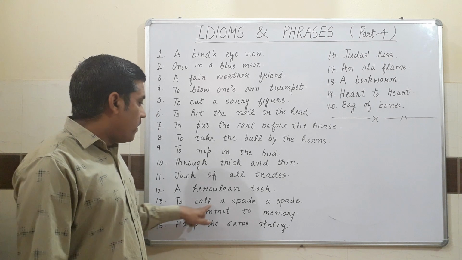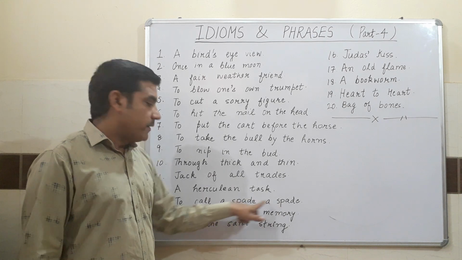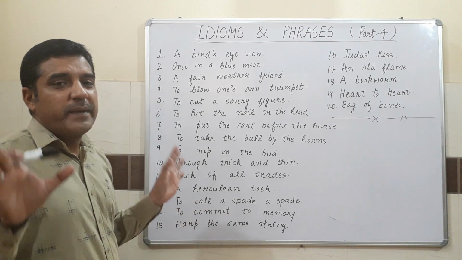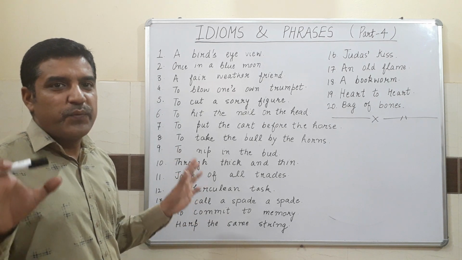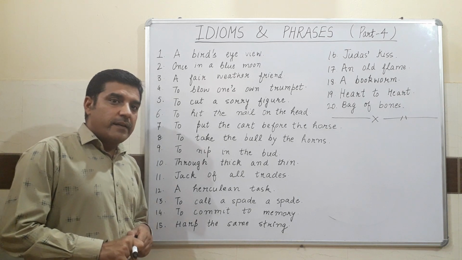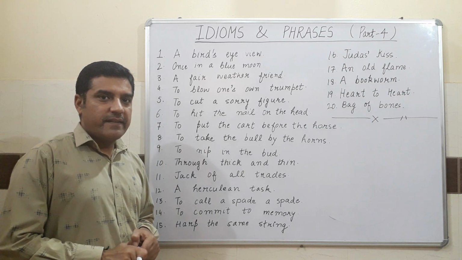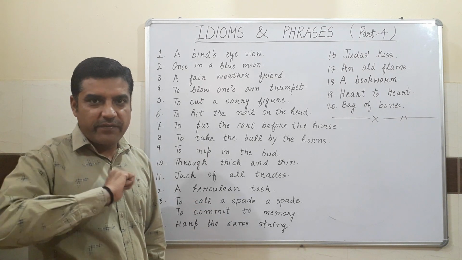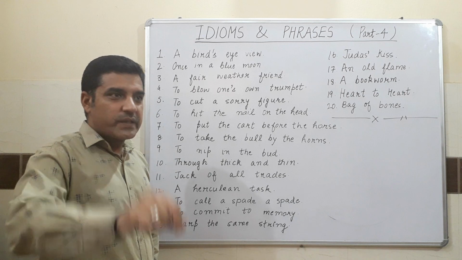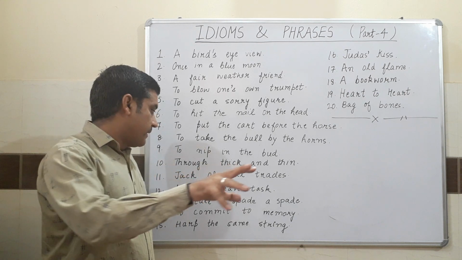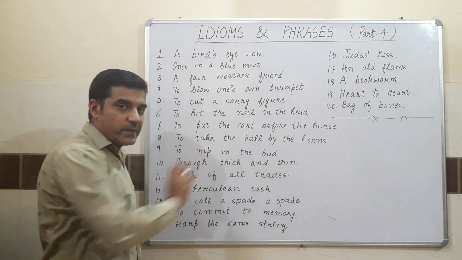13 says to call a spade a spade. To call a spade a spade is to be clear, to be forthright, to be frank, without unnecessarily trying to be polite. When you call a spade a spade, it means you are direct, you are forthright, you are frank, right? What is right is right, what is wrong is wrong. That is to call a spade a spade.